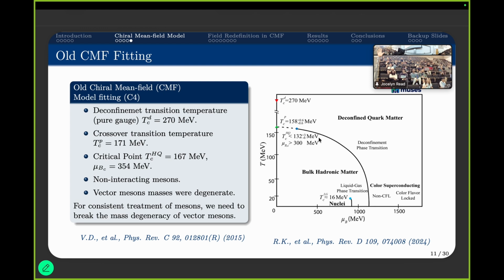On the right-hand side I have presented another QCD phase diagram. I have put in constraints from lattice QCD, like the deconfinement transition temperature, the pseudo-critical temperature, and the critical point, where there is no sign of criticality so far from lattice QCD. So this is the range, and this is from LENP, low energy nuclear physics, which is well observed.